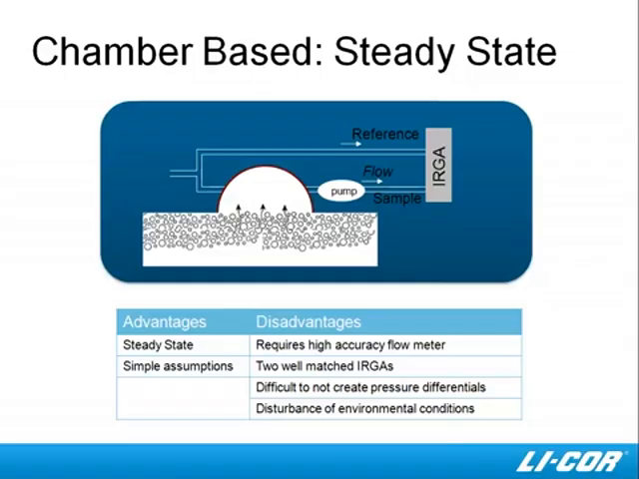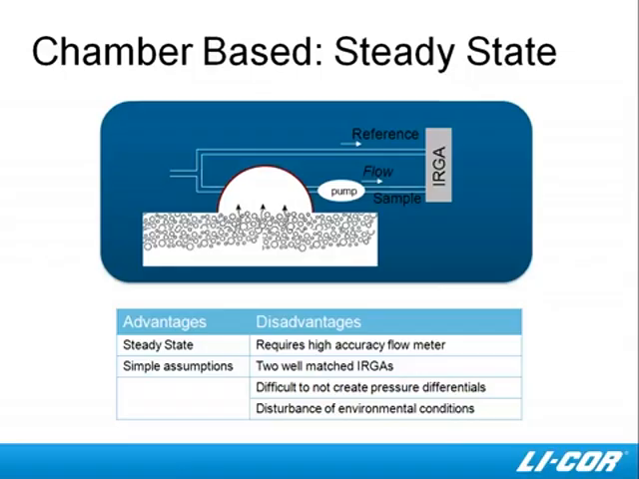And the assumptions are relatively simple. Basically, what goes in plus what's added by the flux equals what goes out. But there's some disadvantages to this measurement technique. Well, the first one is that you've got to know flow, and you've got to know it with quite a bit of accuracy, because whatever error you have in your flow measurement, that propagates 1-to-1 in your flux measurement.